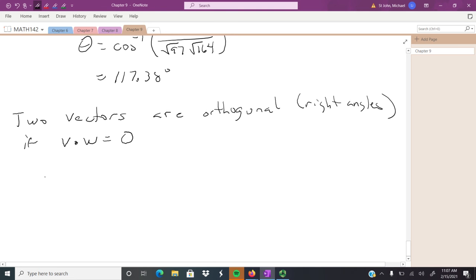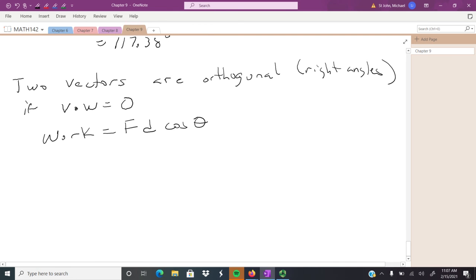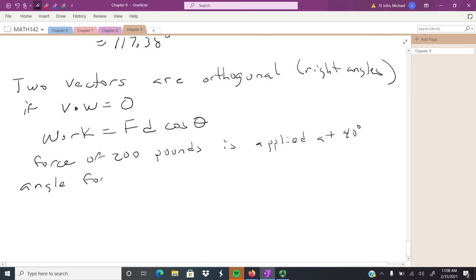So in terms of some physics applications, work is given by F d cosine theta. So you get a question like this: you have a force of 200 pounds applied at a 40-degree angle for 50 feet. And the question then is how much work is done?